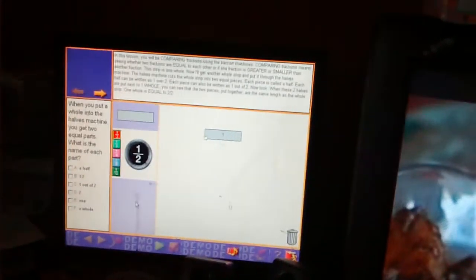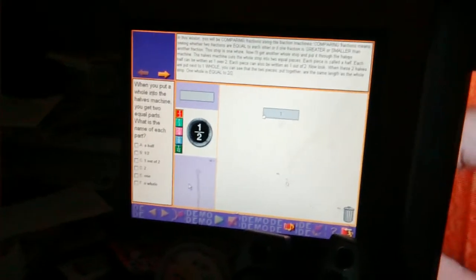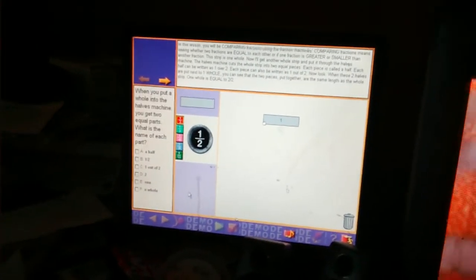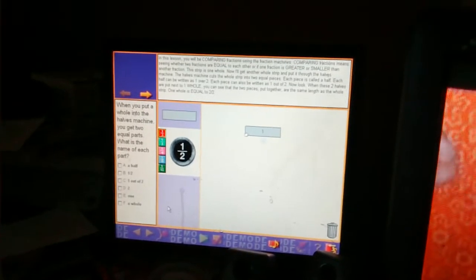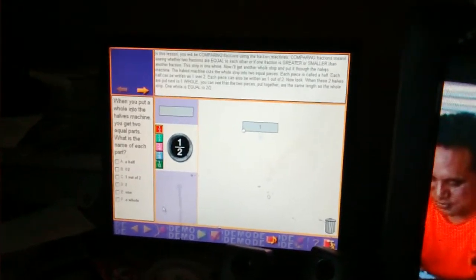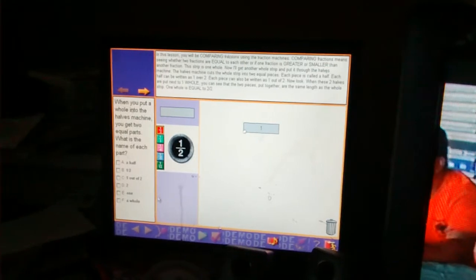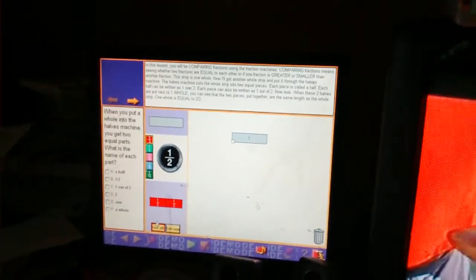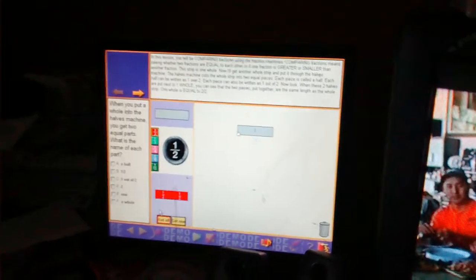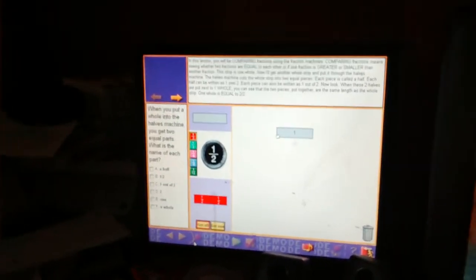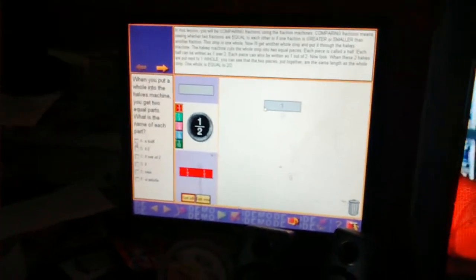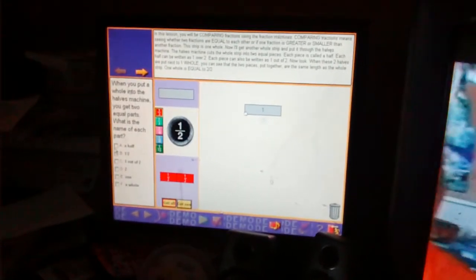In this lesson, you will be comparing fractions using the fraction machines. Comparing fractions means seeing whether two fractions are equal to each other or if one fraction is greater or smaller than another fraction. This strip is one whole. Now, I'll get another whole strip and put it through the halves machine. The halves machine cuts the whole strip into two equal pieces. Each piece is called a half. Each half can be written as 1 over 2. Each piece can also be written as 1 out of 2.